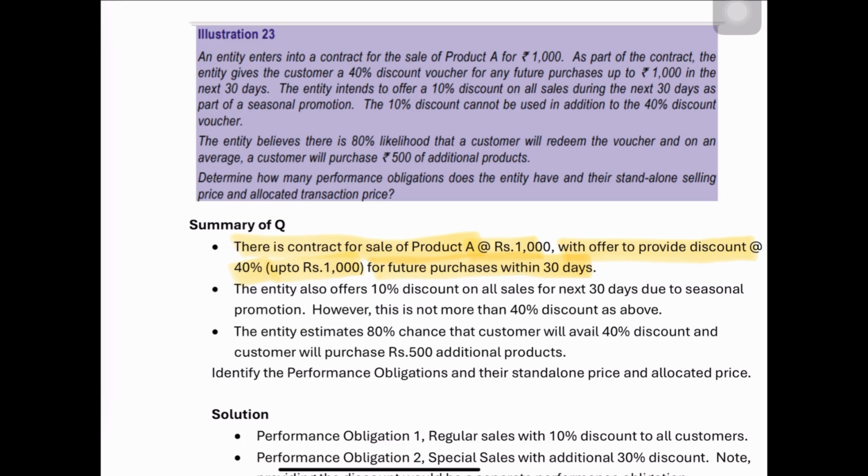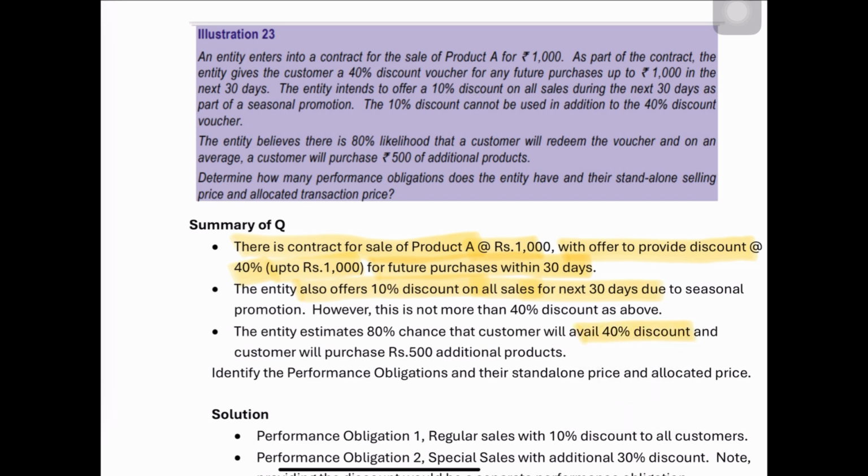So that's a special discount, but there is an existing offer that a 10% discount will be given to all sales for the next 30 days. That's the usual sales, but apart from this 10%, there will be another 40% discount also available. And the entity estimates that there is an 80% chance that the customer will avail the 40% discount scheme.